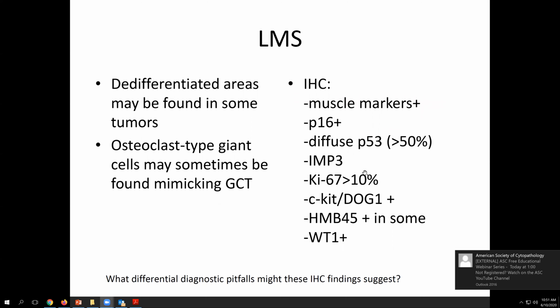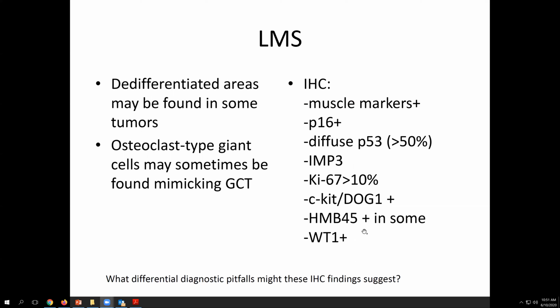Some of the challenges come along, however, when we see dedifferentiated areas, high-grade areas, or where we see other features like osteoclast-type giant cells. And for the immunohistochemistry, typically we'd like to see smooth muscle markers, of course, but if we do other considerations, P16 may be positive, P53 may be positive, DOG1, c-KIT may be positive, HMB45 may be positive, WT1 may be positive. So we see that we begin to introduce other potential differential considerations.